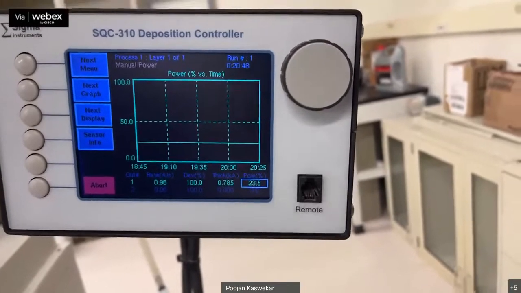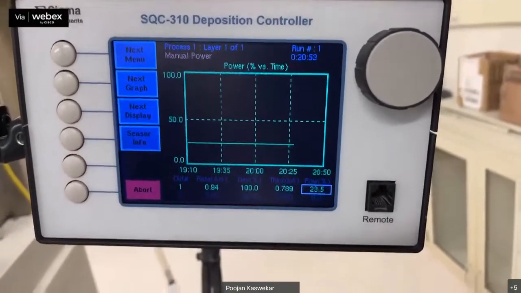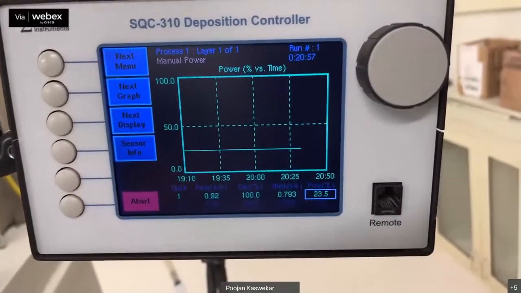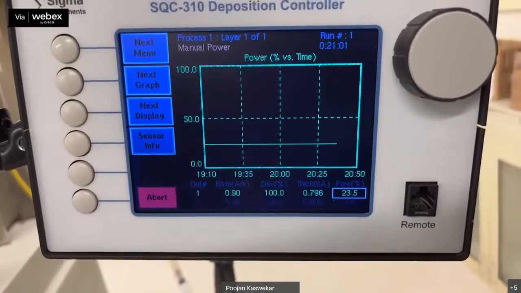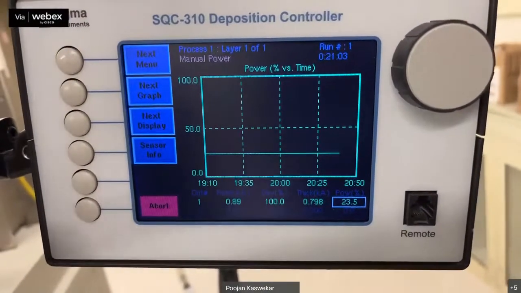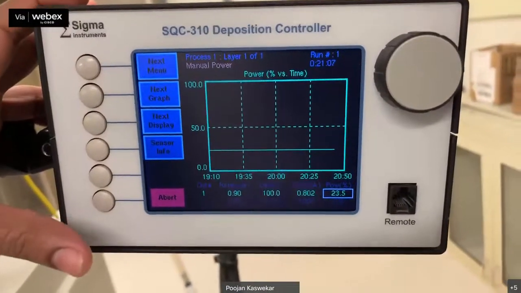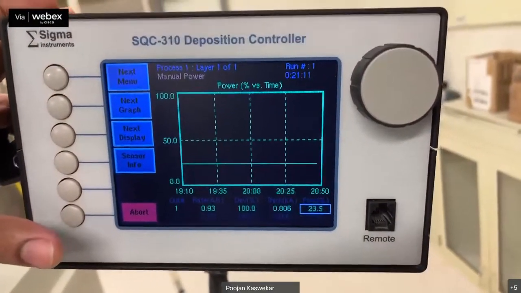Rates are decreasing. That one is due to the silver. There is less silver on top of the board now because the silver has evaporated. Each pellet can deposit like 1 nanometer, right? So there is very little silver left. That's why the deposition rate is getting lower.